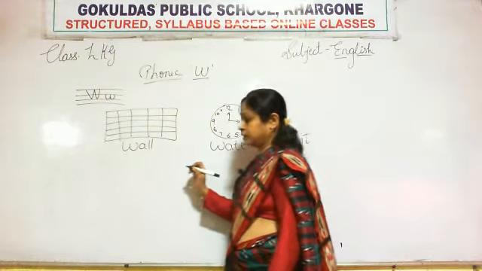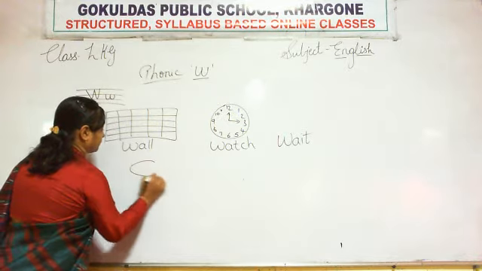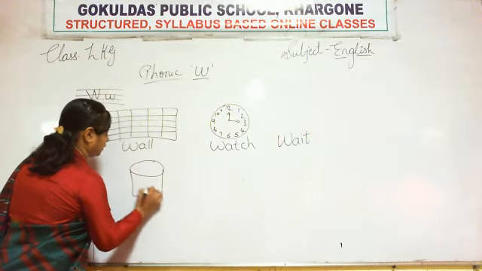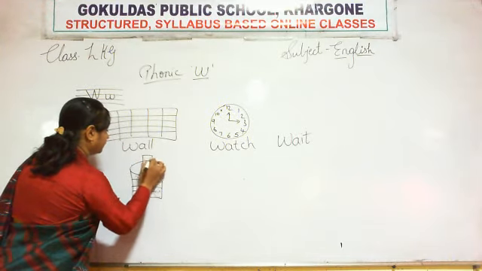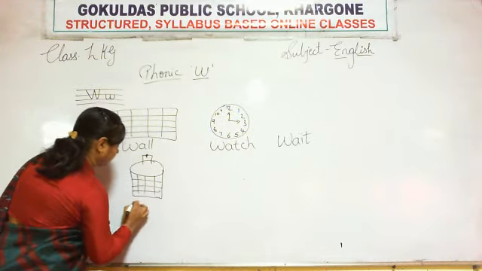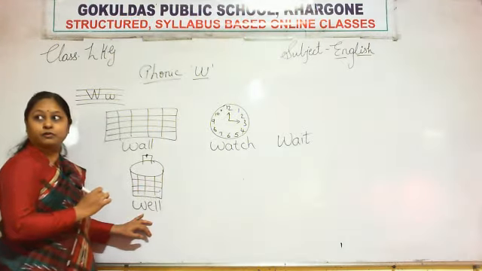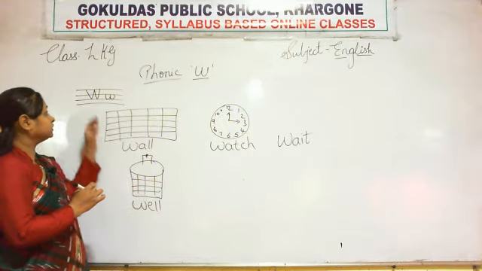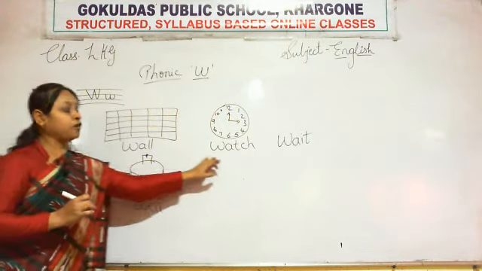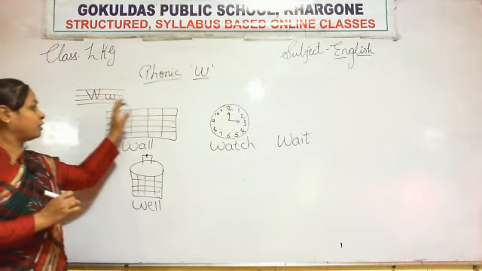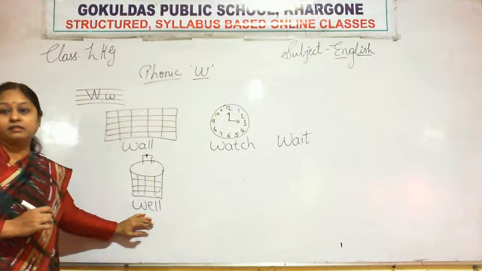Now W for well. W for well. What do we do from a well? We take water. W for well. W wall, W watch, W wait, W well.